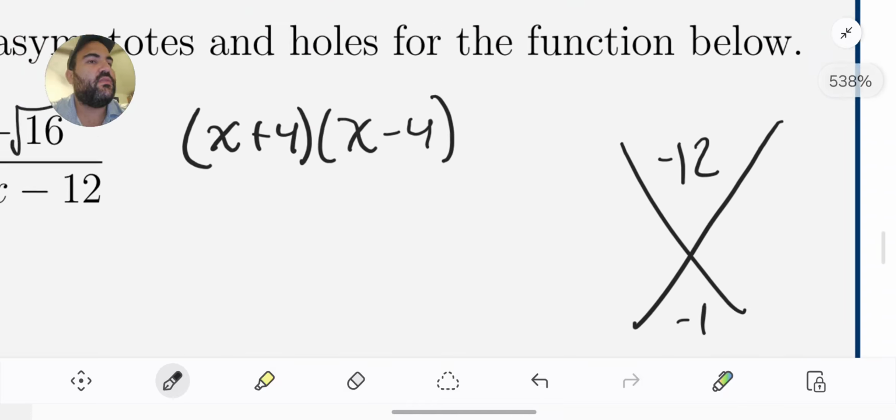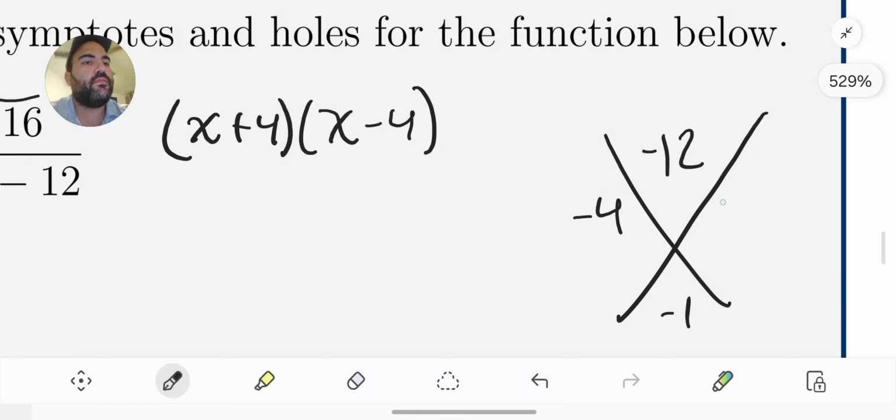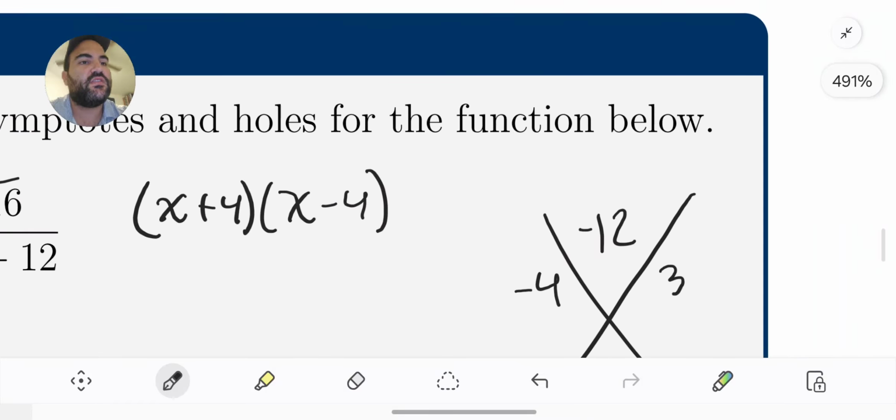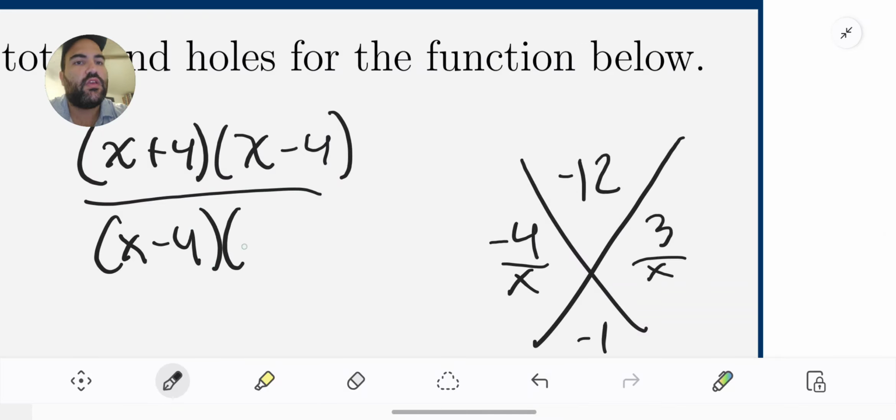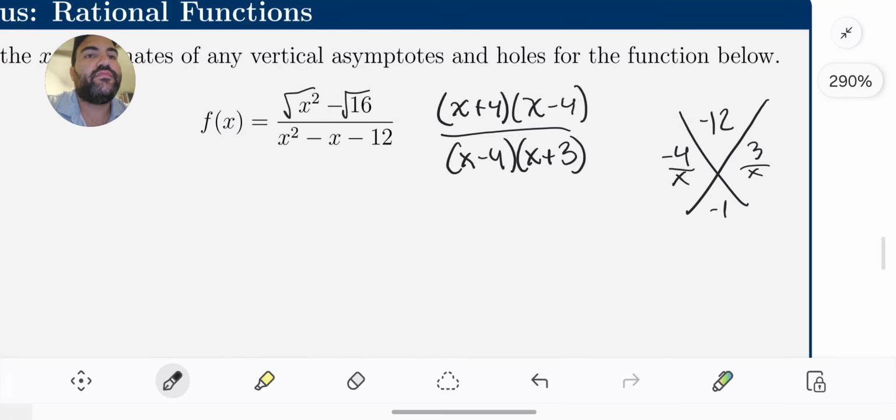This should be easy for you by now. I'm just going to speed it up. It's just an x squared. So we got x minus 4, x plus 3. So this is completely factored.